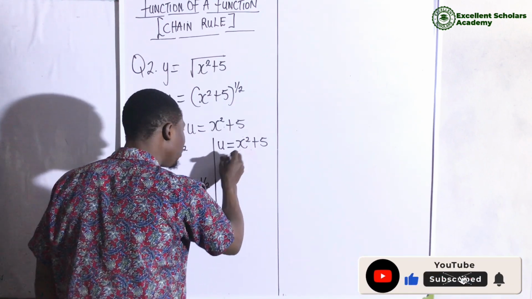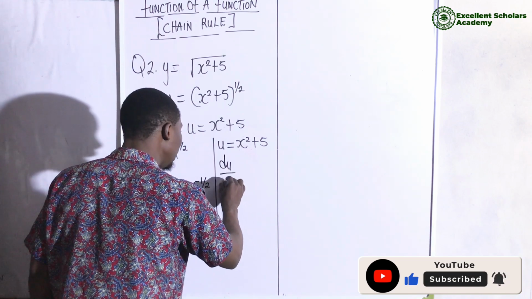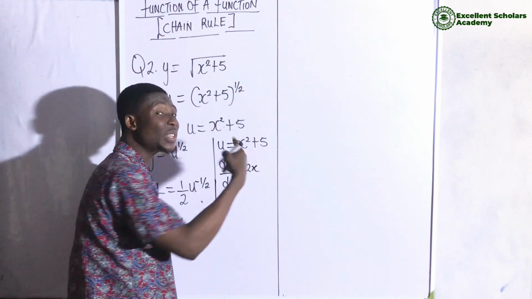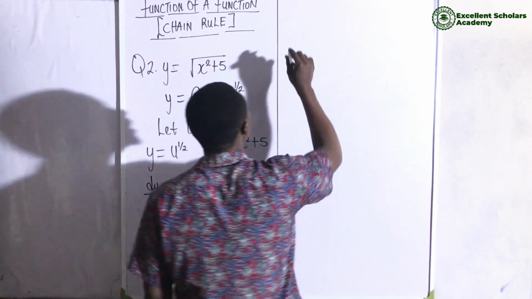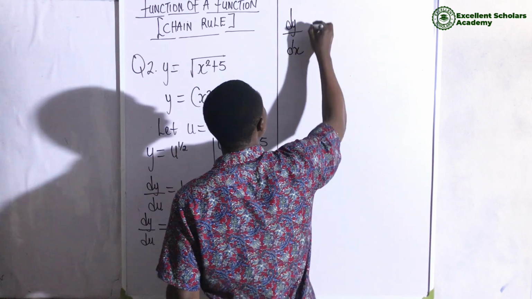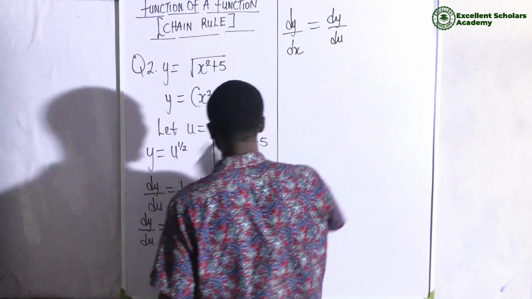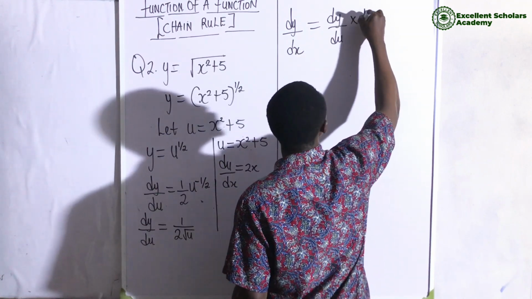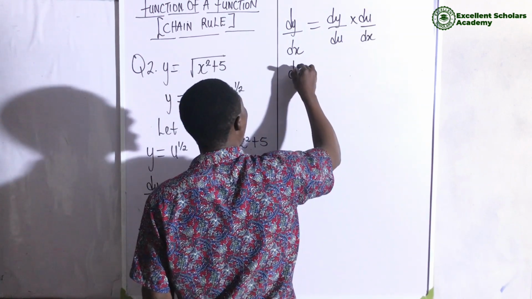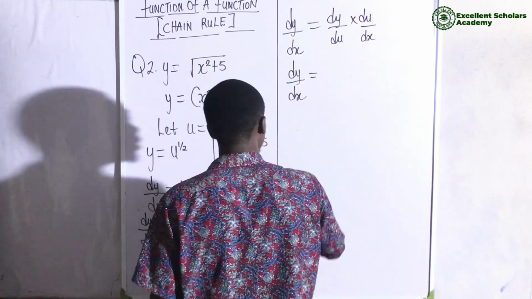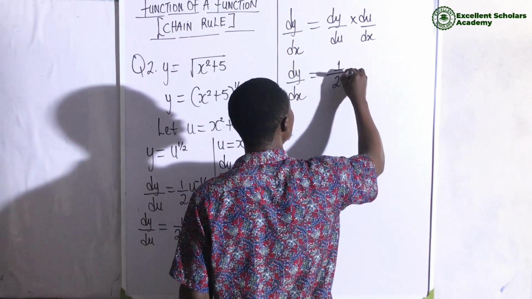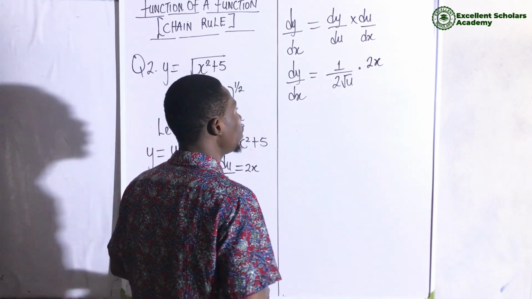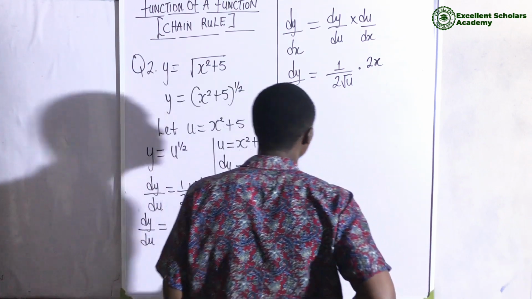Now, for this place, differentiate here. So du dx here will be, differentiate x squared, and you get 2x. Now, differentiate 5, 0, gone. Now, finally, our dy dx is going to be dy du, the function you differentiated here, multiplied by the function you differentiated here, du dx. So our dy dx is going to be equal to 1 over 2 root u multiplied by 2x. Okay? 1 over 2 root u multiplied by 2x.